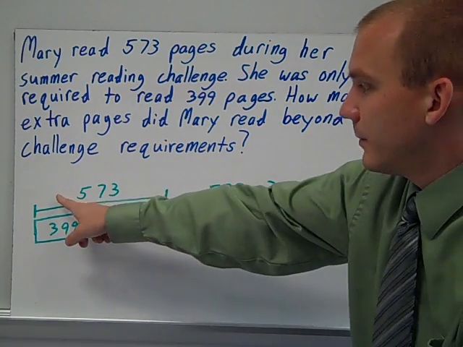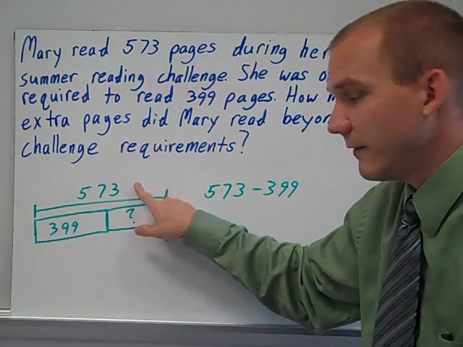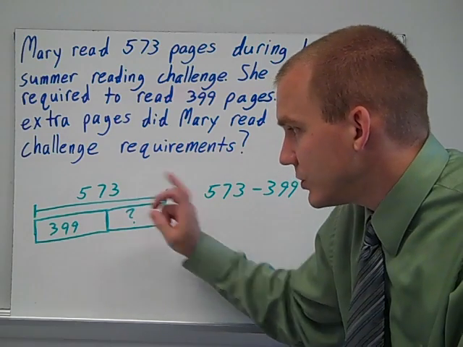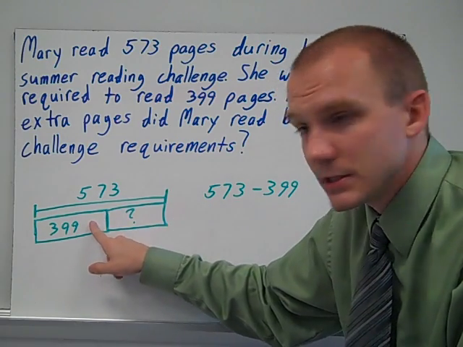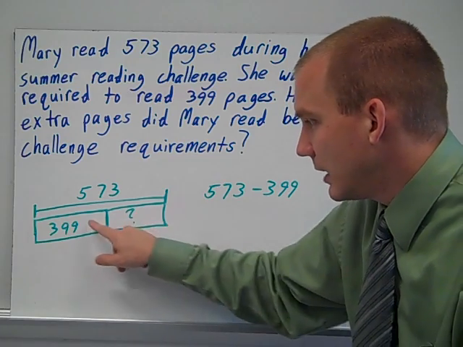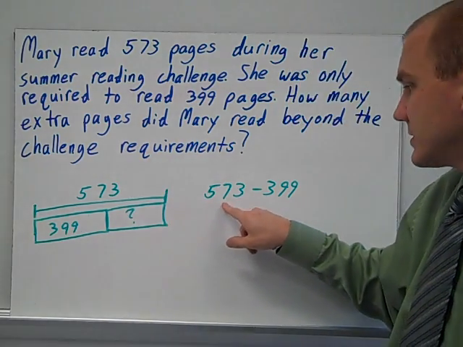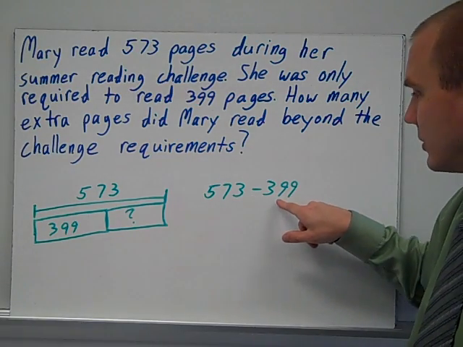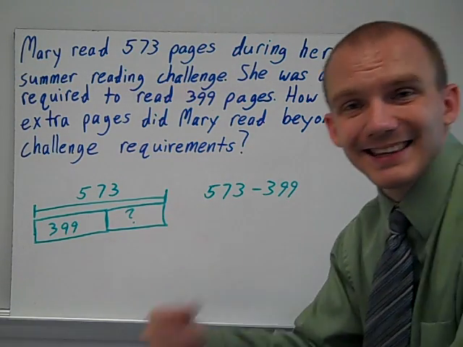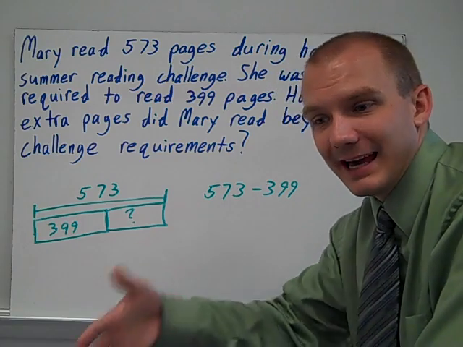All right, let me draw that in a picture. You have your total pages read, 573. Then you have two parts to that. You have the requirement and the extra pages. And if you combine the two of those, you'll get this. Or if you do 573 minus 399, you'll get the extra pages, the difference. How many extra did she read?